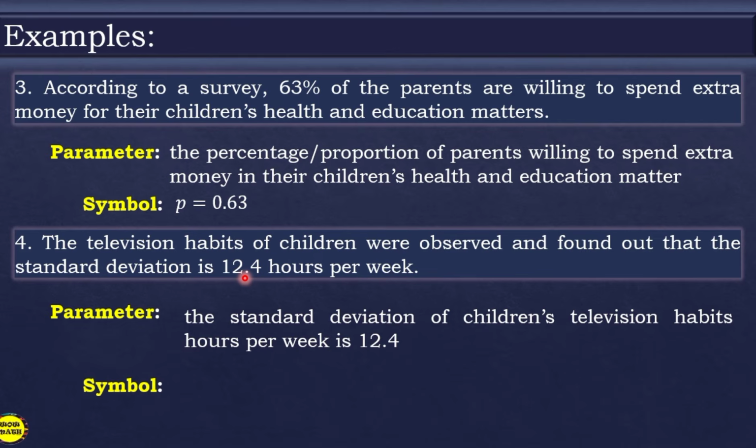Now, class, since ang nabanggit sa problem ay standard deviation, so yun ang gagamitin nating symbol. Okay, ito yung pang-population standard deviation ang gagamitin nating symbol. So, kapag translate natin ito, kasi walang nabanggit na average, standard deviation lang ang nandyan. So, itong symbol yung gagamitin natin. Okay, so, ganyan ang pag-identify ng parameters at pag-translate into symbols.